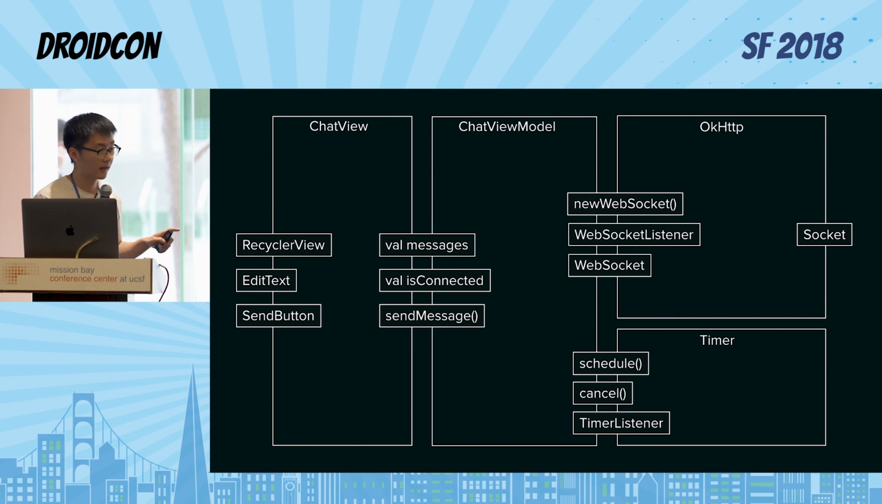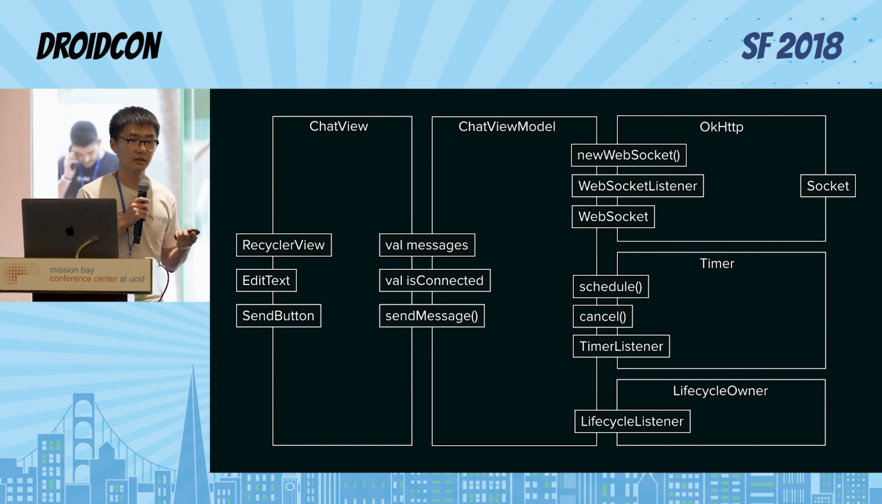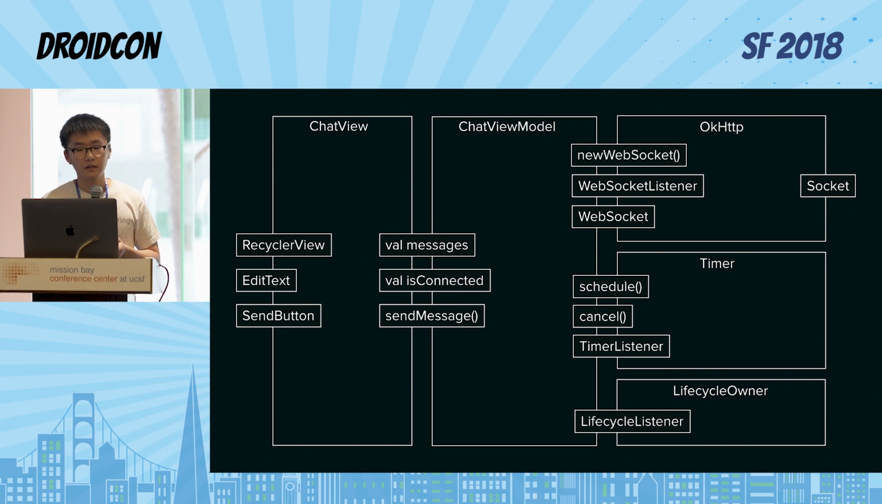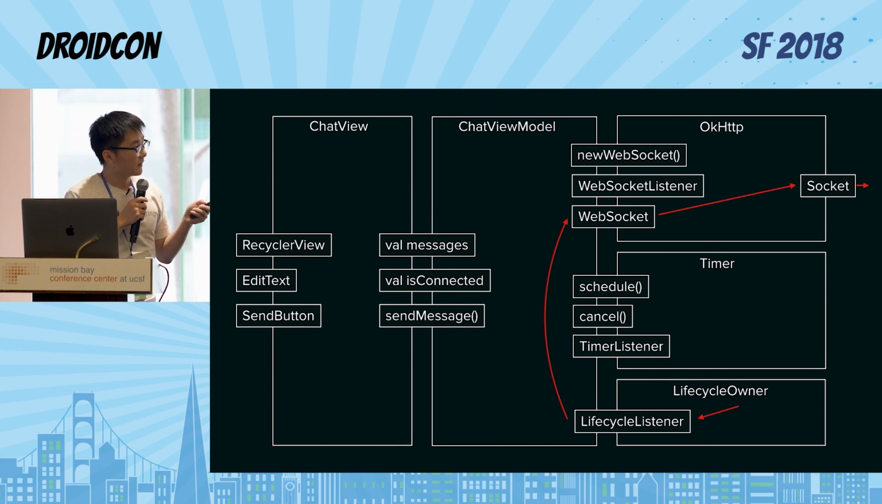In order to react to activity changes, lifecycle changes, we can subscribe to a lifecycle owner, such as an activity, a fragment, or the app. We use a lifecycle listener to listen to when the app is in foreground. When the app is in foreground, the view model will get a callback and opens the connection using OkHttp. When the app is in background, however, the view model will also get a callback and closes the connection using the WebSocket object.